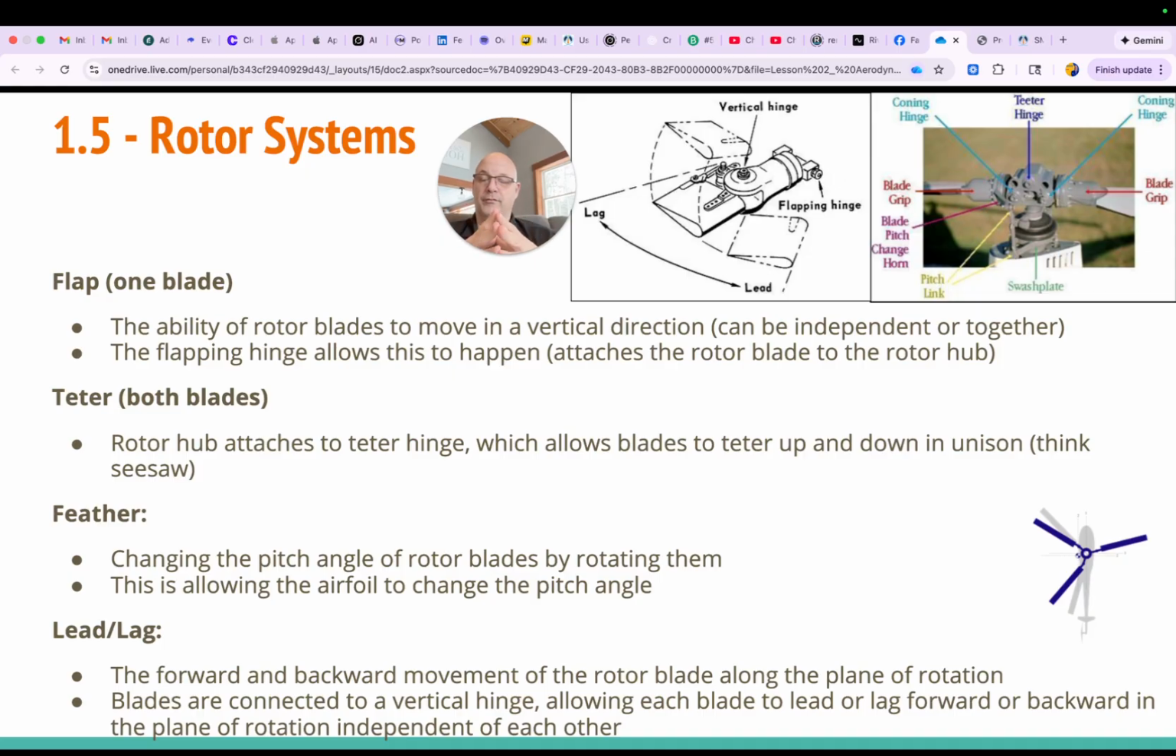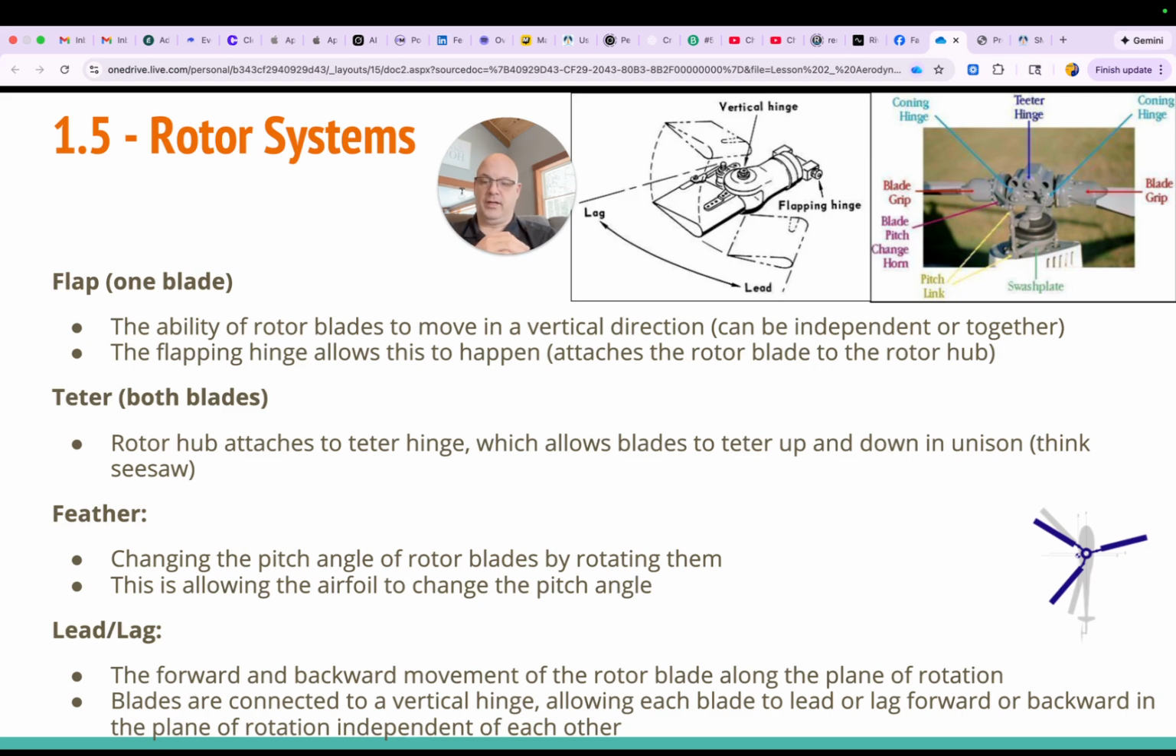So after the flapping comes teeter, where both of the blades attach to the rotor hub at the teeter hinge, which allows the blades to teeter up and down in unison. Think of a seesaw. So literally, when you're on top, maybe have your instructor gently move the tip-path plane, the front downwards, and you can see that it's like a seesaw. And remember, in flight, some of that is taking place as well.